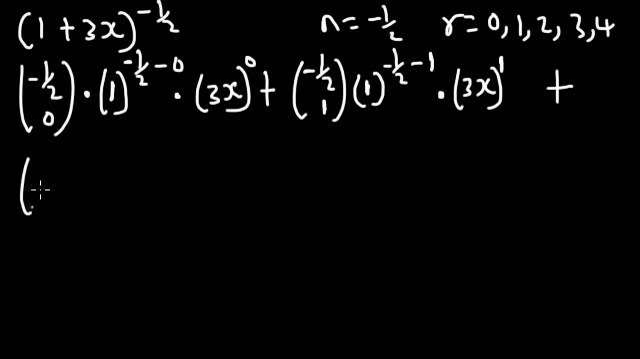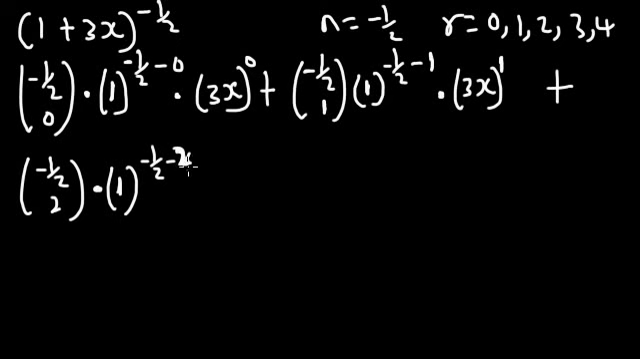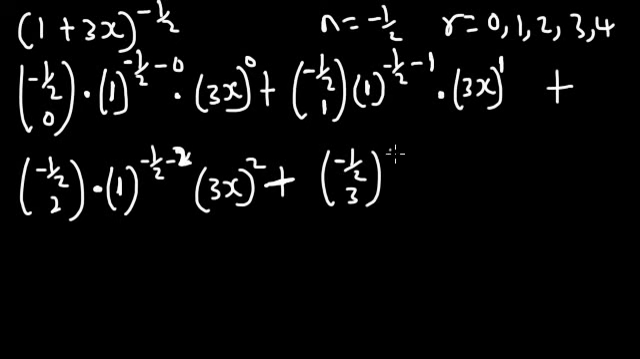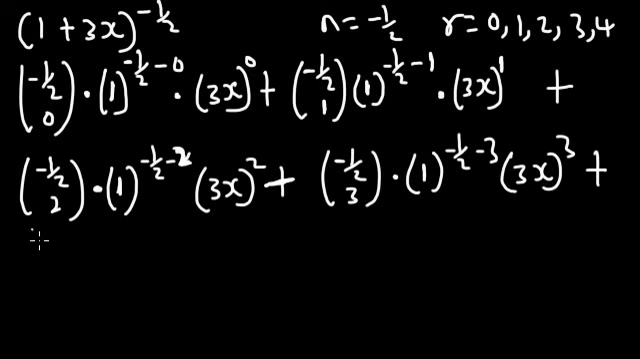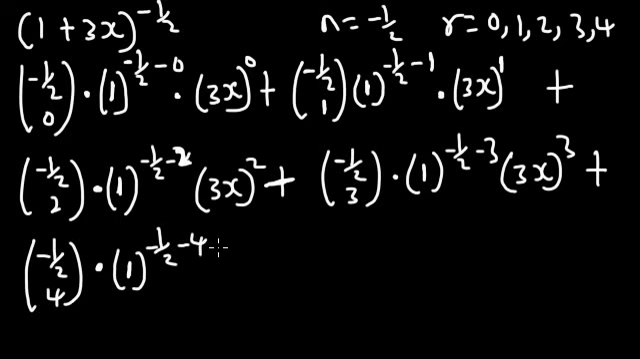And plus the next term, when r is 2, we have negative 1 over 2 combined with 2 multiplied by 1 to the power of negative 1 over 2 minus 2, because r is 2 this time around, n minus r. Then again multiply by 3x to the power of 2. We are moving on to the fourth term this time around. For r equals 3, we have negative 1 over 2 combined with 3, then multiply by 1 raised to the power negative 1 over 2 minus 3. Again multiply by 3x all to the power of 3. And we have the last term, when r is equal to 4, we have negative 1 over 2 combined with 4 multiplied by 1 raised to the power negative 1 over 2 minus 4 multiplied by 3x all to the power of 4. So this is the expansion.